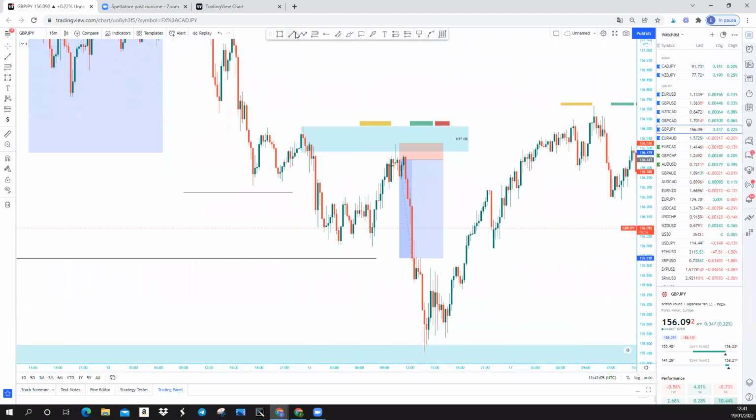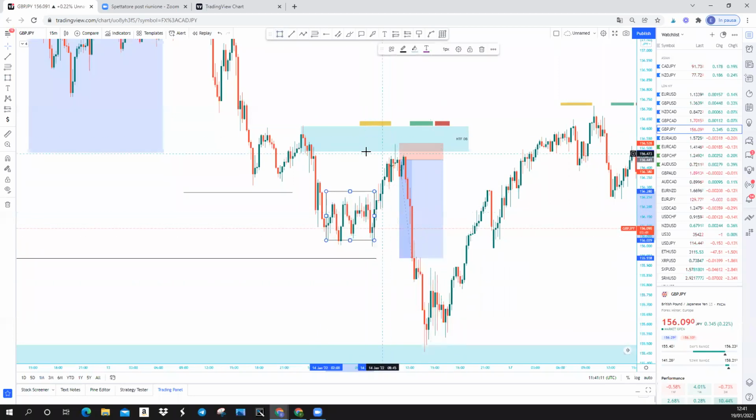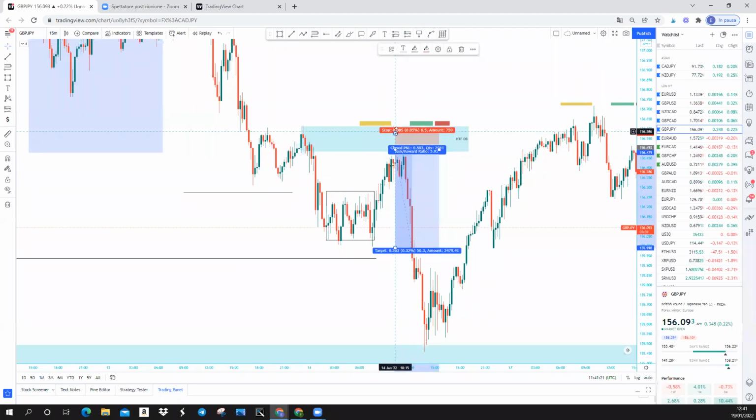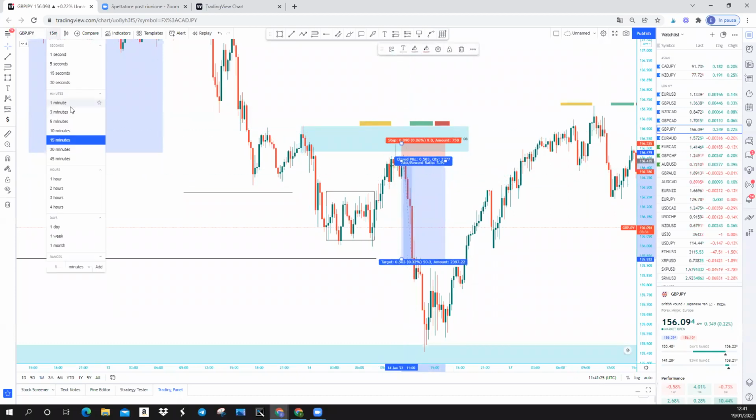Perfect. Some liquidity from the range right here, which needed to be grabbed. We actually grabbed it, reached supply. I was looking for a risky entry and a confirmation entry. Risky entry is just a sell limit from here and stop loss above the area. Confirmation entry on the 3 minutes.